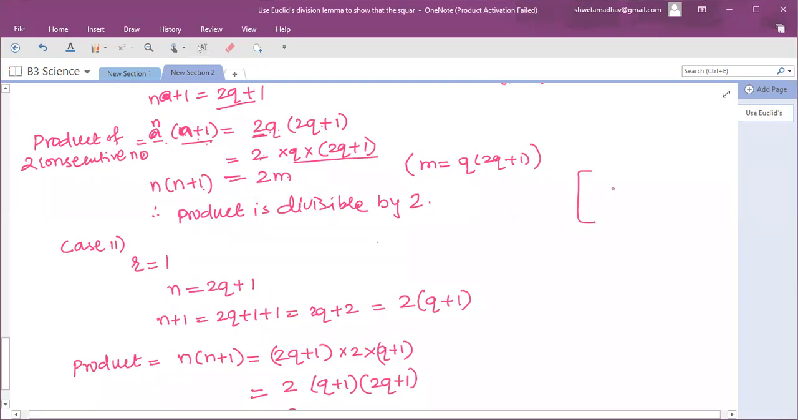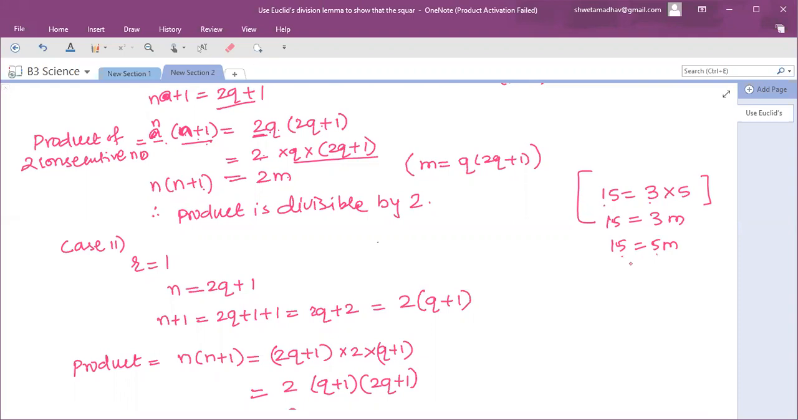Suppose any number, suppose 15. We can write it in the form of 3 into 5. Yes, ma'am. So that means 15 is divisible by 3. 15 is written as 3m. Can we write? Yes, ma'am. What does this mean? 15 is divisible by 3. Or also 15 can be written as 5m. So this means 15 is divisible by 5.